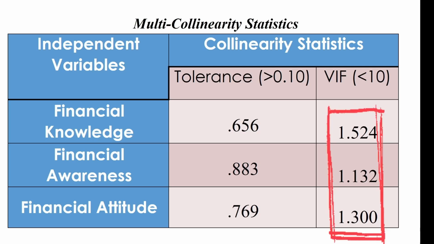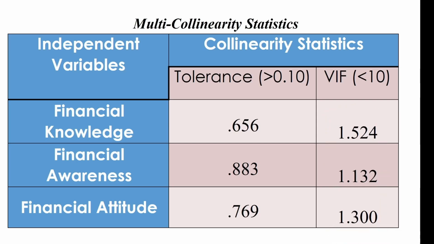It means the result confirms that the independent variables are not highly correlated with one another, indicating that the regression model satisfies the assumption of multicollinearity and that the estimated coefficients are reliable for interpretation. In other words, the selected independent variables, financial knowledge, financial awareness, and financial attitude, are independent of each other. The tolerance and variance inflation factor are two measures used to detect multicollinearity among independent variables in regression analysis. They are mathematically related as reciprocals of each other.